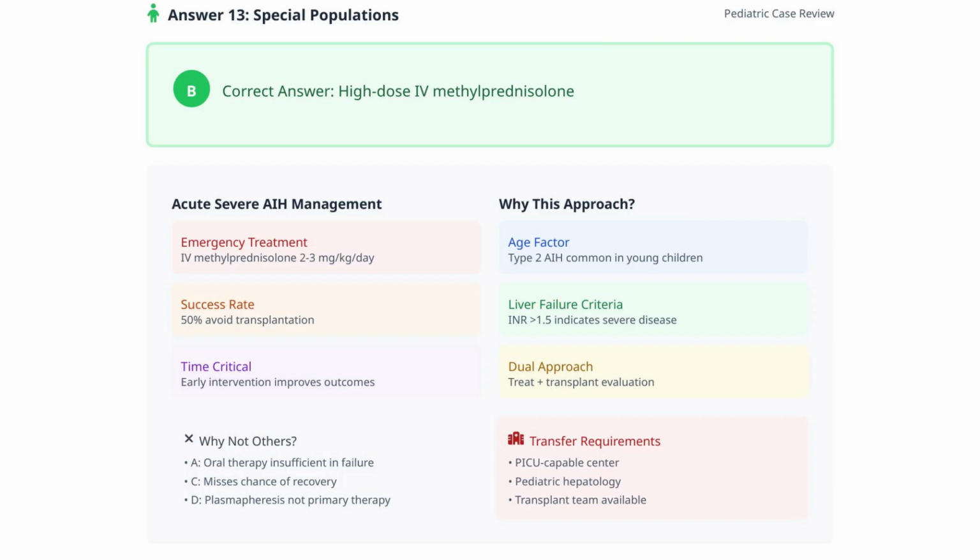Standard oral therapy may be insufficient for acute severe disease. Proceeding directly to transplantation without an immunosuppression trial misses a potential recovery opportunity. Plasmapheresis may be considered as adjunctive therapy but not as primary treatment.